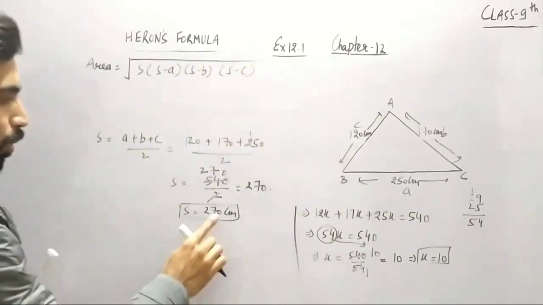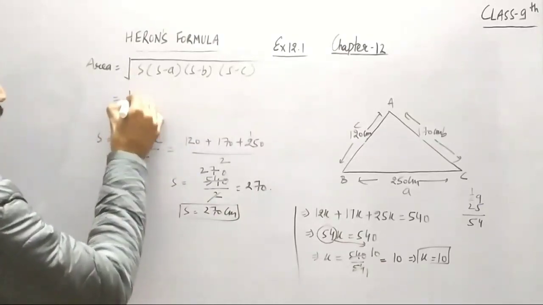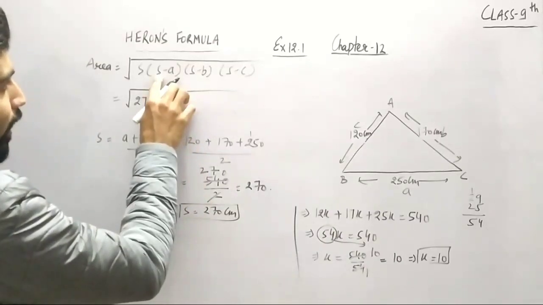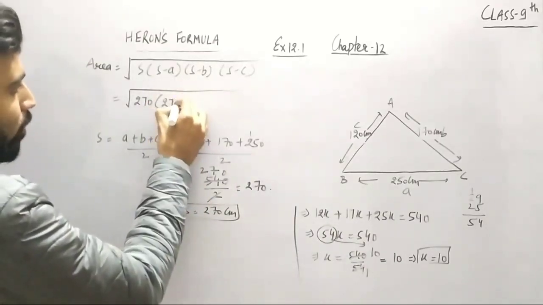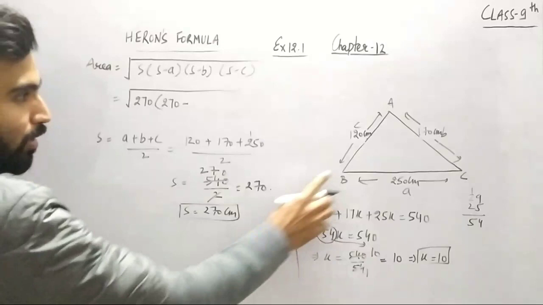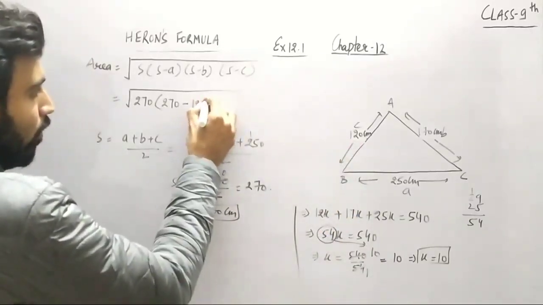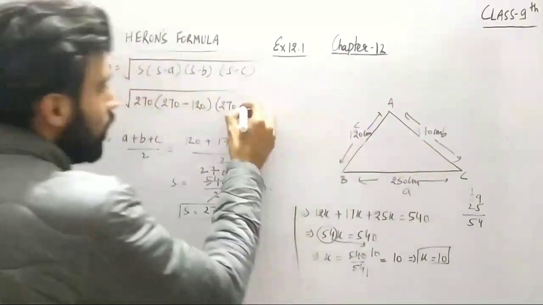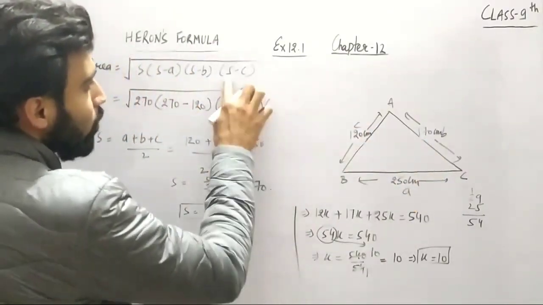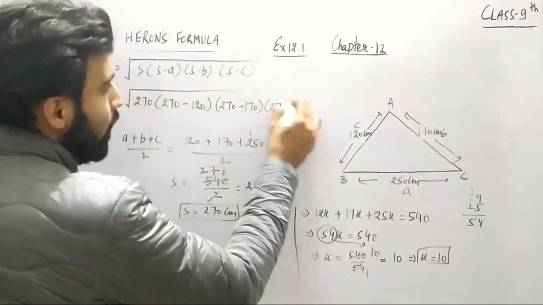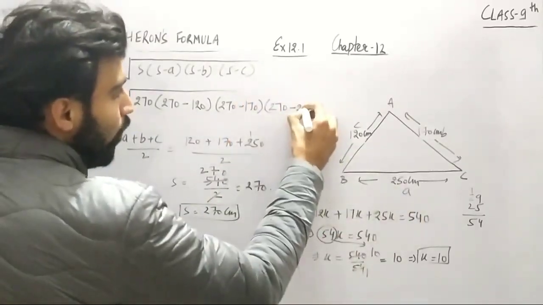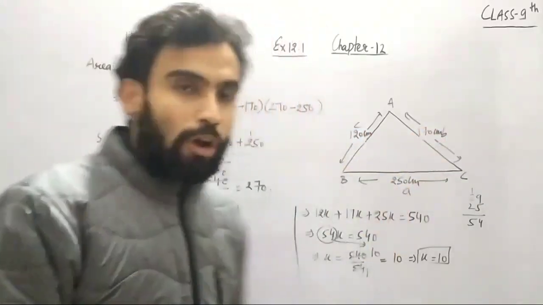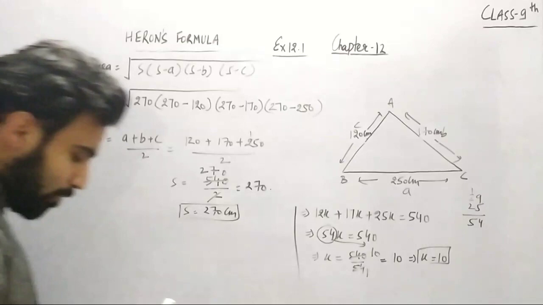Now you can see we know the value of S, so let me just substitute that. So that will be 270, then in the bracket S minus A, that will be 270 minus A. What is A? Let me just check, that will be 120. Then again S is 270 minus B, so B is 170. Then S minus C. Now again S is 270 minus C, that is 250, right? So one by one you have to simply subtract the sides of the triangle from the semi-perimeter, right?